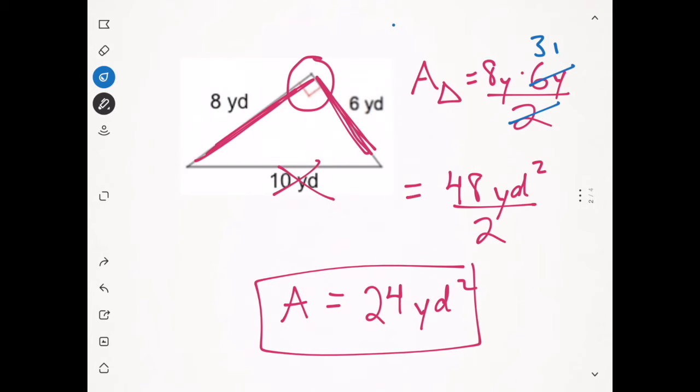Or we could do 8 yards divided by 2, which would be 4 yards times 6 yards, which would still give us the 24. What you can't do, though, is divide both the 8 and the 6 by 2, because then it would be like you'd be dividing by 4. So that you can't do. But if you want to divide one of them by 2 in the beginning, you can do that as well.